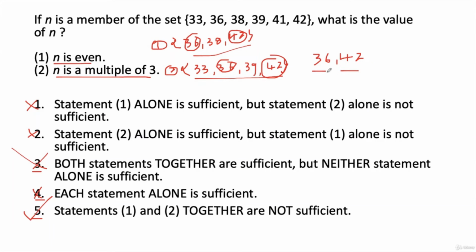Had there been only one answer after taking an intersection of these two sets, we would have selected option 3. But since we have two options for n, we will go with option number 5 since we cannot uniquely find the value of n. This is a tricky question, but if you have practiced these types of questions before, you will be able to solve this question in the exam very easily.